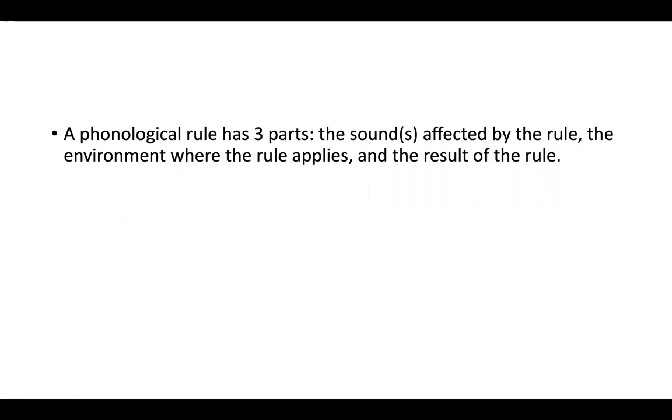A phonological rule has three parts. One is the sound or sounds affected by the rule. Two is the environment to which the rule applies. And third, the result of the rule.